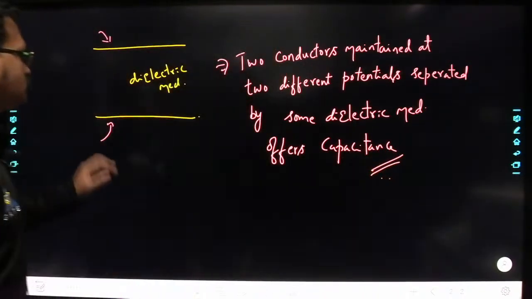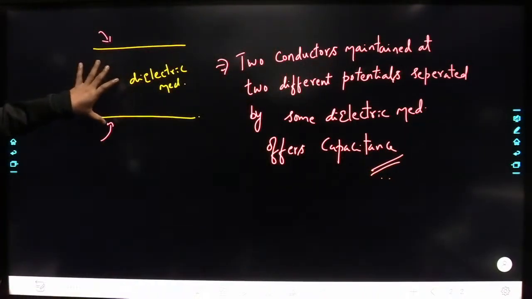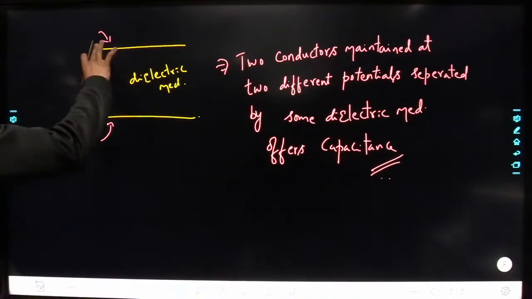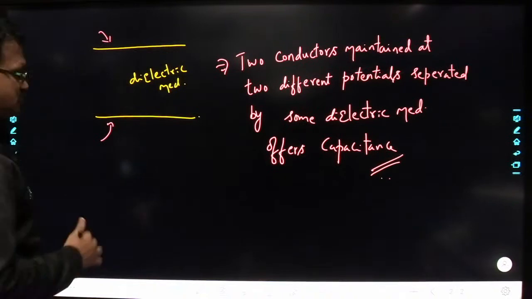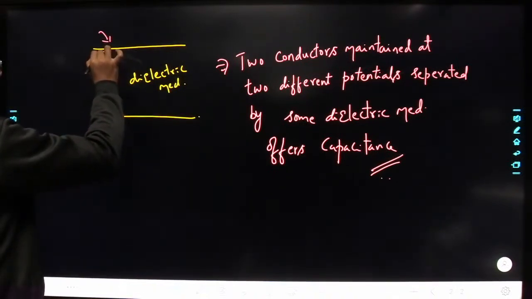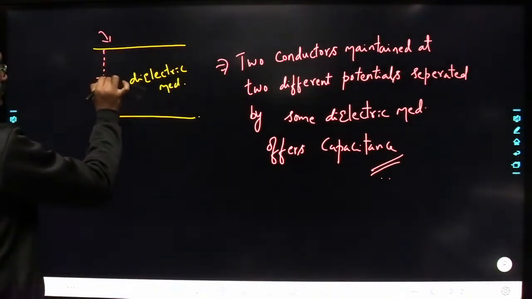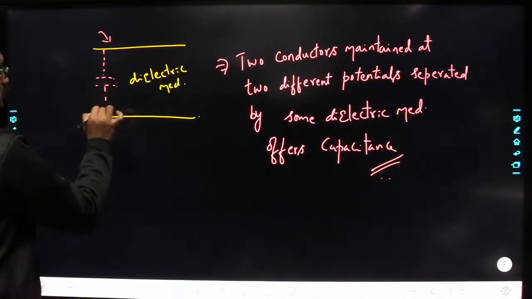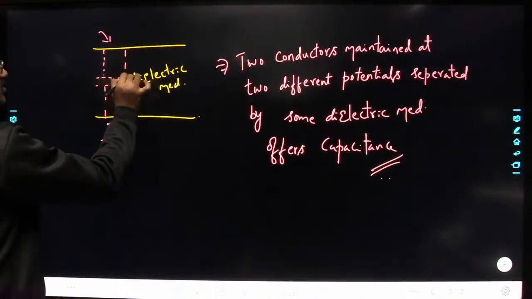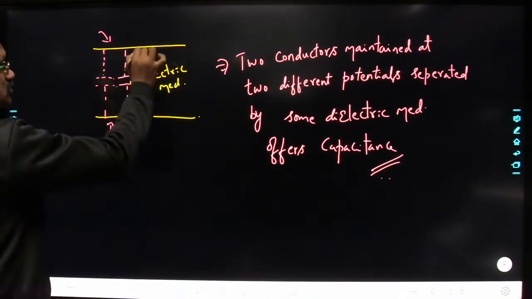Okay. So these are two conductors maintained at two different potentials, separated by some dielectric medium. So this offers a capacitance. That means there will be a capacitance between these two conductors. There develops a capacitance between these two conductors, right?